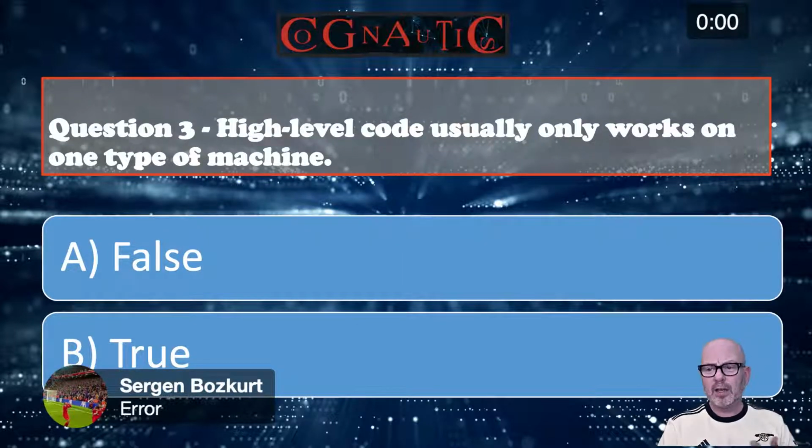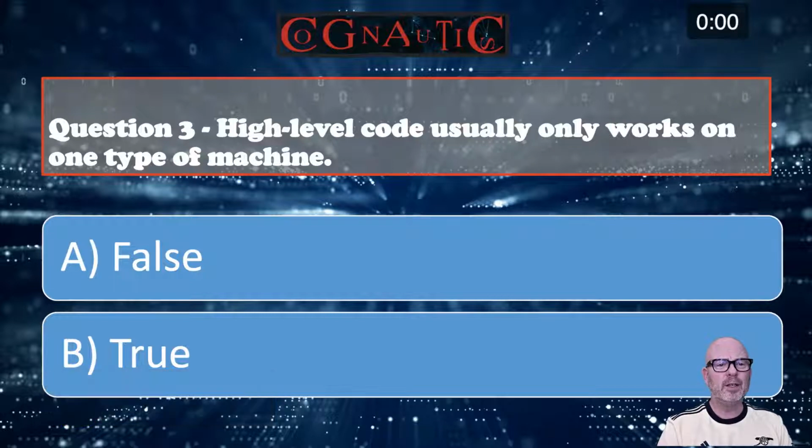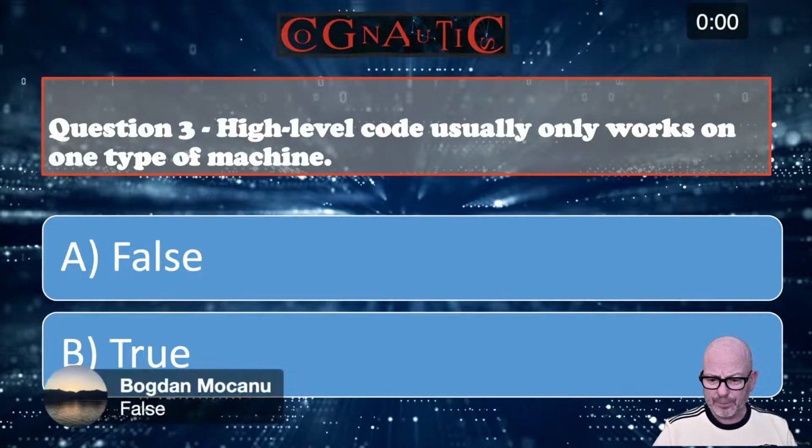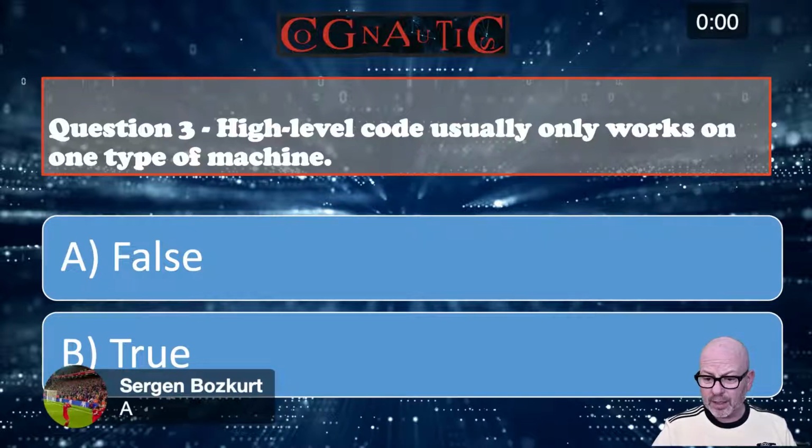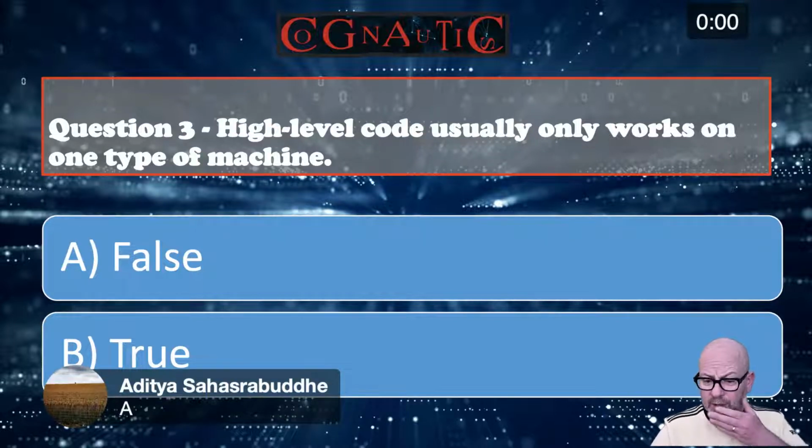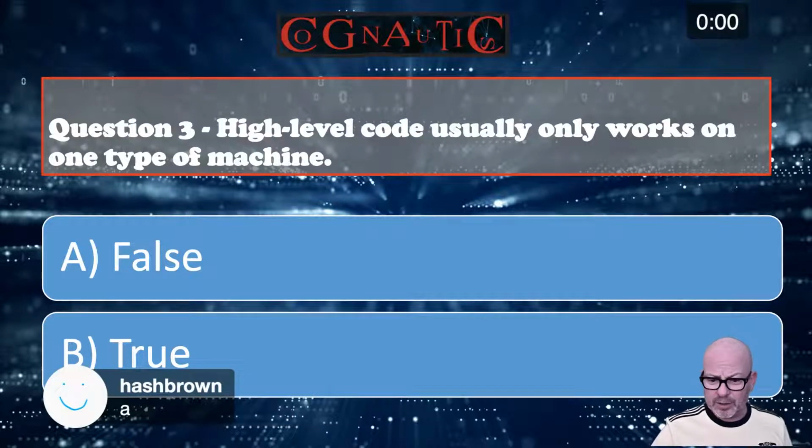Okay, high-level code usually only works on one type of machine. True or false? Bogdan has said false. Sergen said A, and Aditya said A, which is false. Hash Brown said A as well. Okay, so that is looking pretty good. It is false. You're all absolutely spot on.